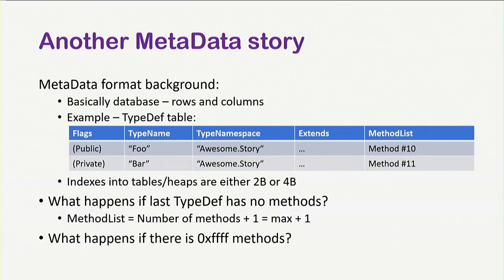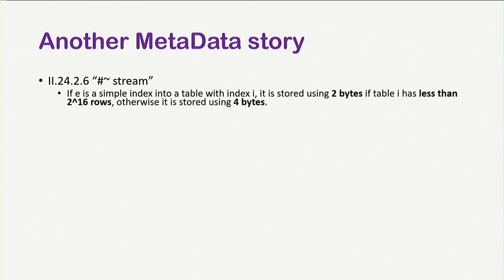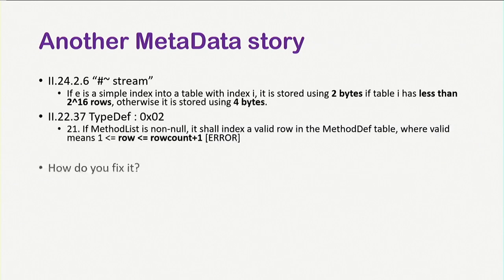The problem is that if it happens that the last type has no methods, you have only 2 bytes to represent the method index, and the method index is basically 64K without the -1, you just overflowed. What do you do about that? Well, what do you do? Is that a problem? This is just a simple proof that it is actually a problem in the specification itself.